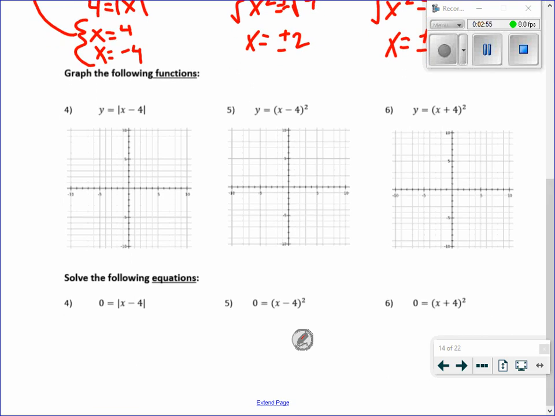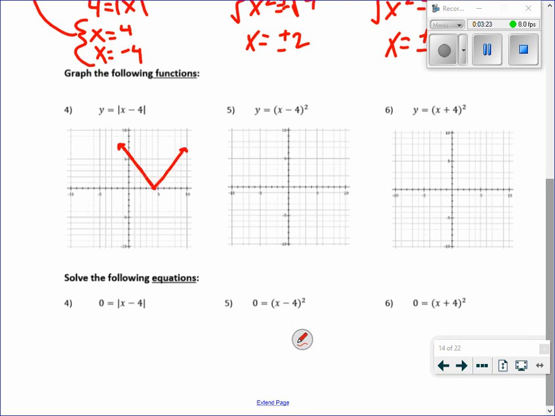So let's look at 2 of these together. It doesn't matter which 2. We can look at number 4 first, and then one of the squared quadratics. So I have the absolute value of x minus 4. How does that shift my graph? We go where? To the right 4. So that vertex point is right here at (4, 0).